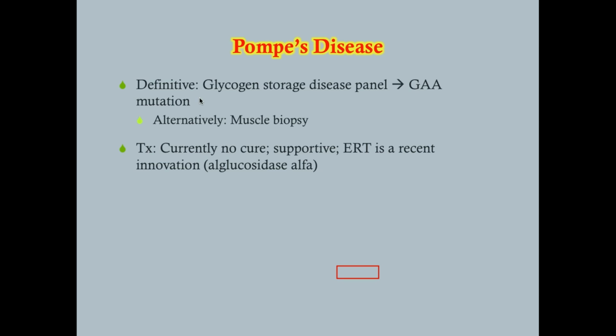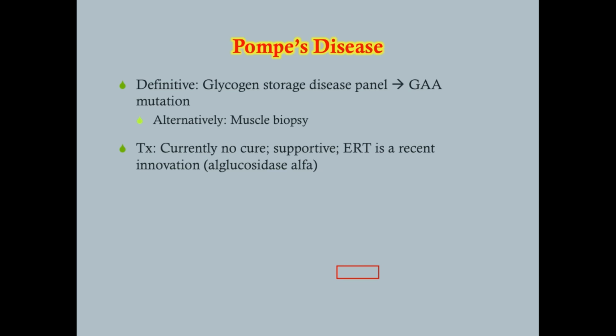So definitively, you get a glycogen storage disease panel, and this will show you a mutation to the GAA gene. Don't remember that. Don't need to remember that. Alternatively, you can get a muscle biopsy, and that is what you're going to see on USMLE Step 1. If you're taking that, they're going to show you a muscle biopsy. You'll want to know what that looks like.